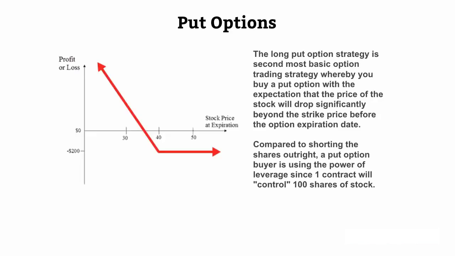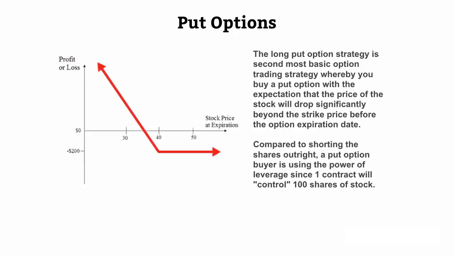All right, so now let's turn things around and look at put options. The long put option strategy is the second most basic options trading strategy, whereby you go out and buy a put option with the expectation that the price of the stock will drop significantly beyond the strike price before the option's expiration date. Compared to shorting the shares outright, a put option buyer is using, again, the power of leverage, since one put contract will control 100 shares of stock.